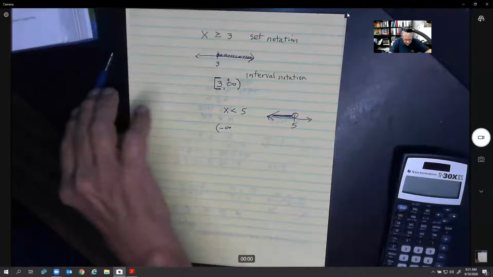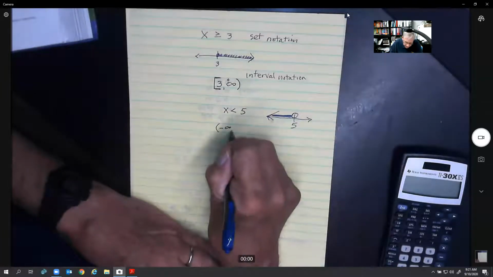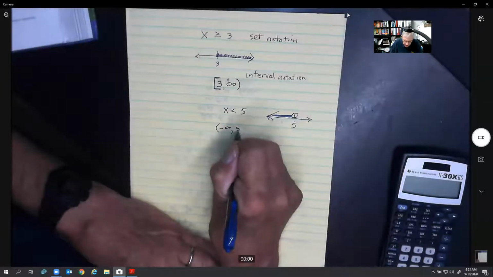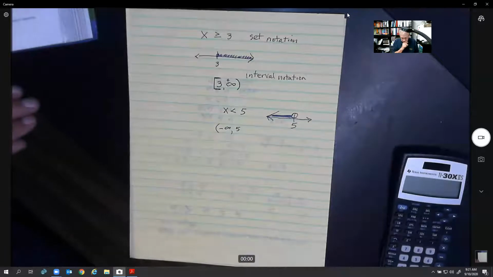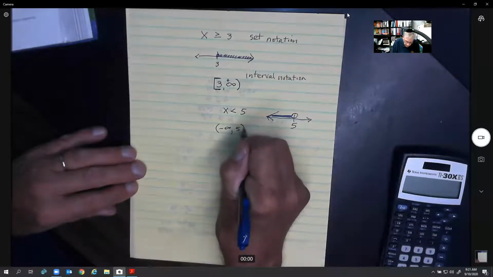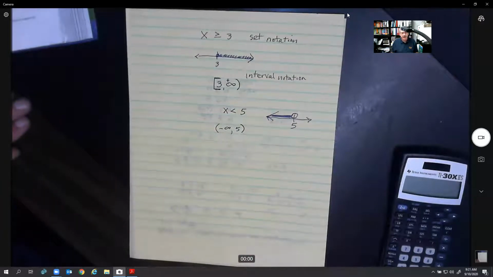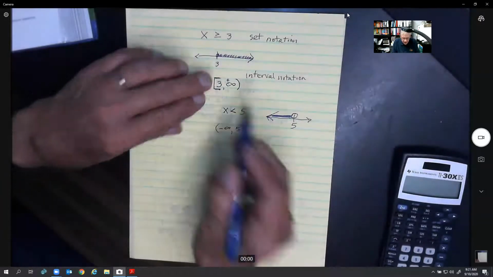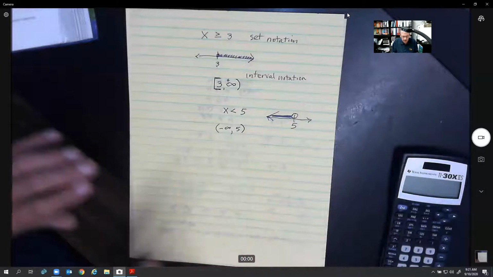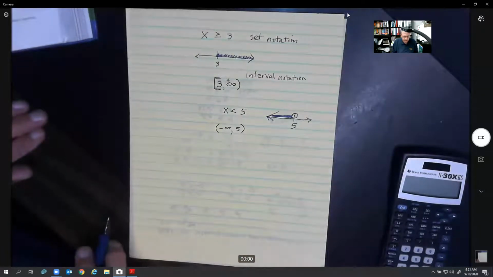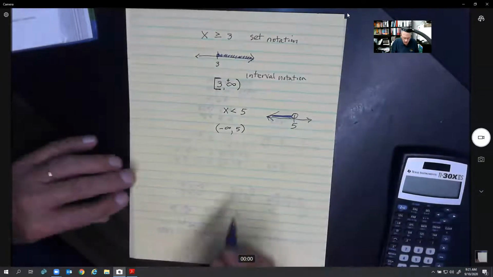And where does it end? It ends close to 5, like 4.9999999. So I'm going to put a parenthesis there. If it's exact, it's a bracket. If it's almost close, it's a parenthesis. Well, what about one like this?